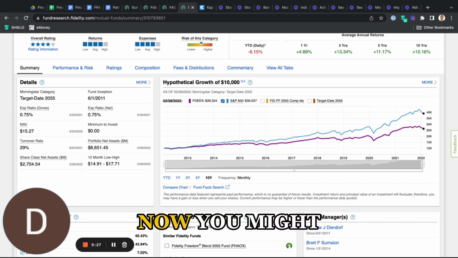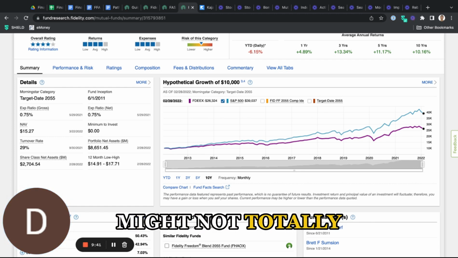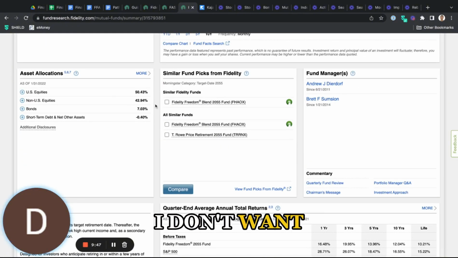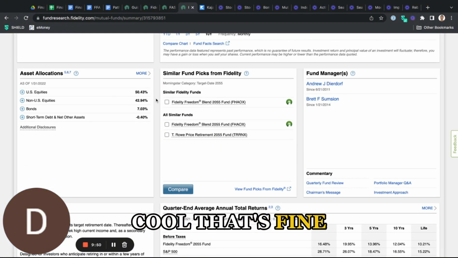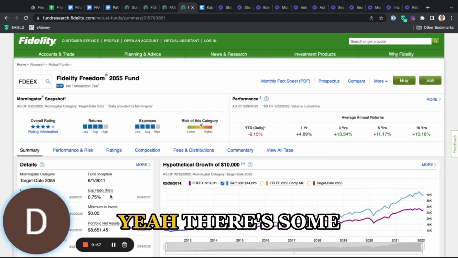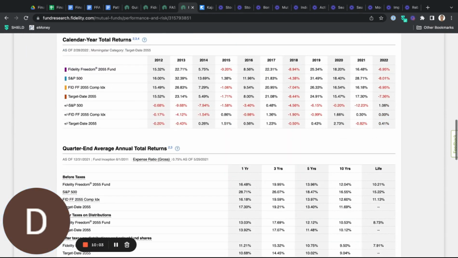So there you go. Now you might not like that. You might say, hey, I actually will do that myself, but I'll do 85% S&P 500 and 10% international or no international or whatever. So the downsides to these are you might not totally agree or like how they've decided to split this up. And you might say, I don't want that many non-US equities. Cool, that's fine. You just have to build your own. But as far as ease and simplicity, there's some fees and all that stuff, but as far as ease and simplicity, it's pretty hard to beat, really.